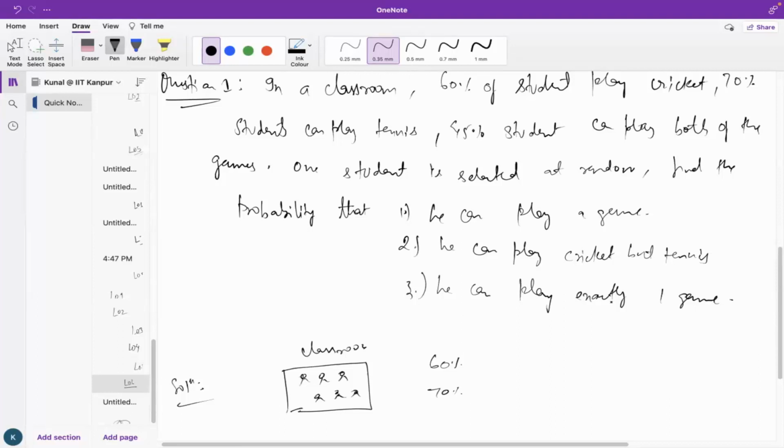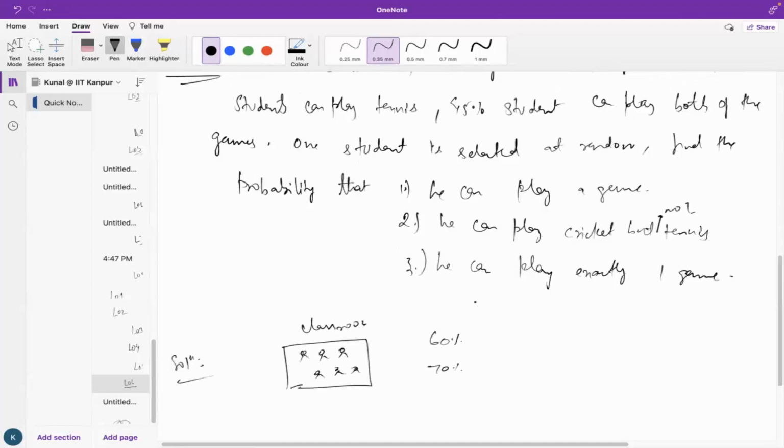Okay. So for the child whom we have selected, what is the probability that he plays any one game, or the probability that the child I have selected plays cricket but not tennis? Here I think I missed a note. So what is the probability that the student I choose can play cricket but cannot play tennis? And the third thing we have to find is that he can play exactly one game. That is actually the third thing we have to find, that he is playing some one game. Okay. So what I have to do here is let's try to solve it by using the Venn diagram method.